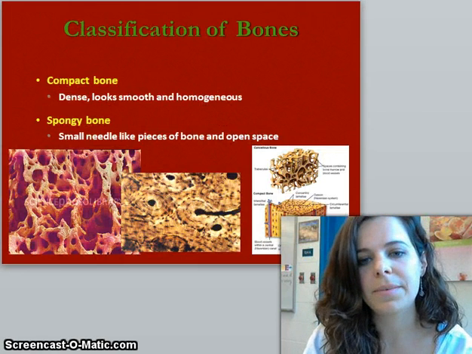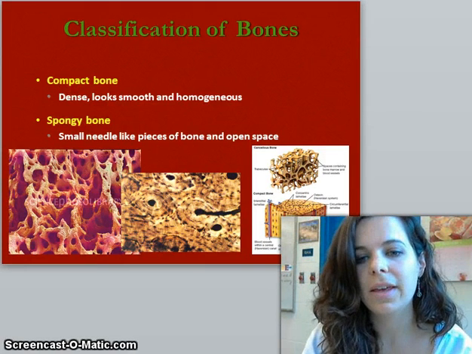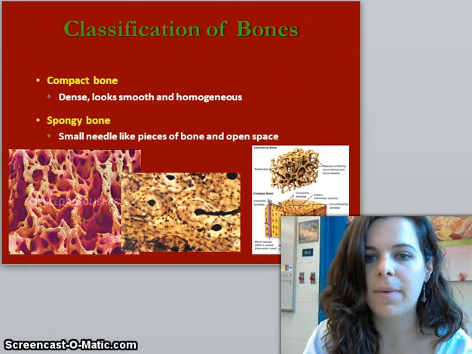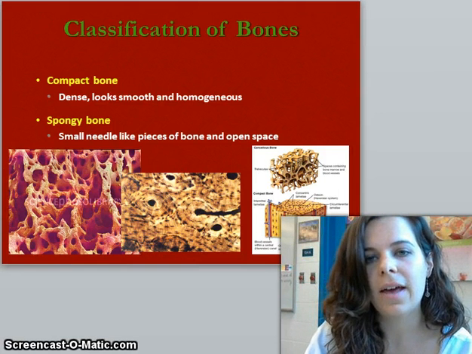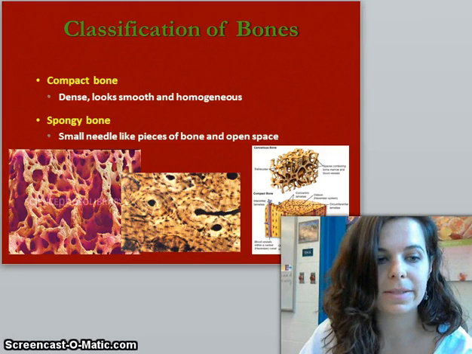There are two major types of bone, compact and spongy. Compact is very dense and looks very homogeneous, or all the same, whereas spongy is small, needle-like pieces of bone and open space.